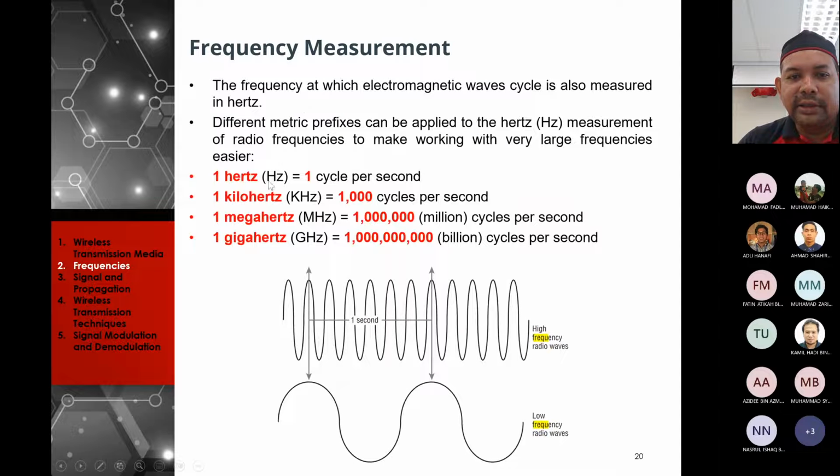Okay. Ada kat sini rupanya. The frequency at which electromagnetic wave cycles is also measured in Hertz. Different prefixes can be applied to the Hertz measurement of radio frequency to make working with very large frequencies easier. Okay, kenapa kita ada kilohertz, megahertz, gigahertz untuk working easier lah kan. Senang nak faham kan. Okay, satu lagi terahertz kan. Masuk THz. Trillion, kita pernah dengar nama trillion.